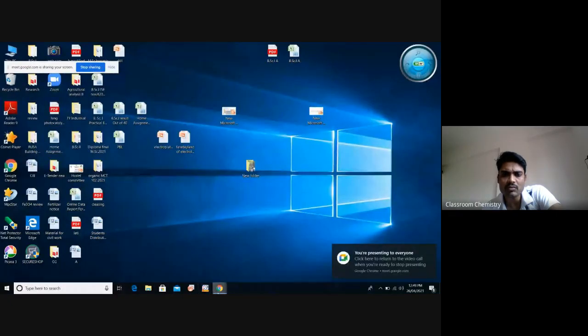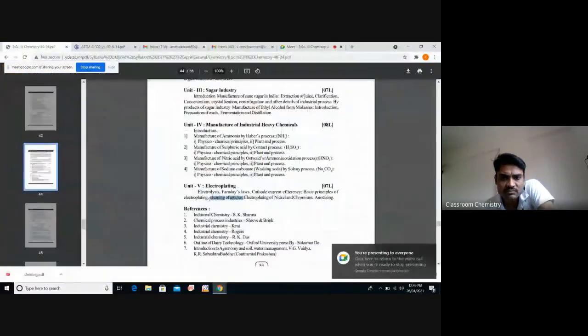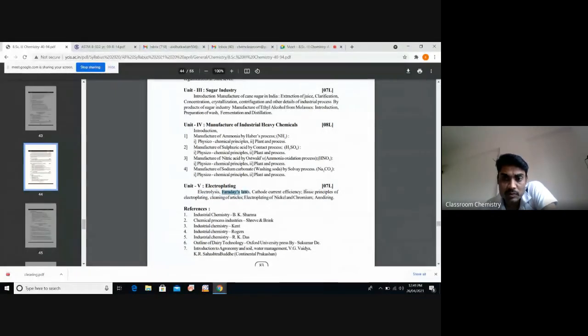I think first we see the syllabus. See, this is the syllabus. This electrolysis we finish. Then Faraday's laws we finish. Before starting this unit, I gave information regarding the basic principles of electroplating. The basic principles I have finished. Now we focus on cathode current efficiency.